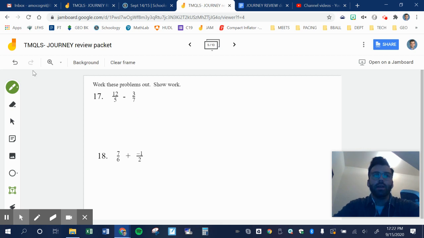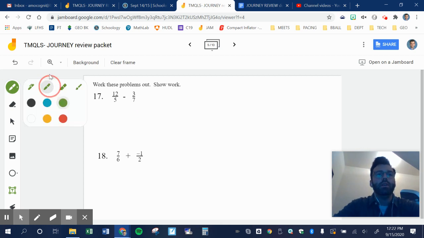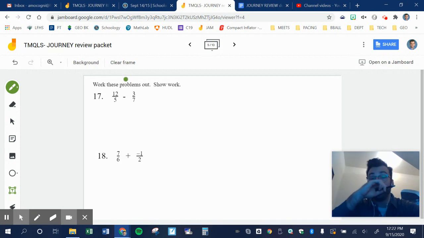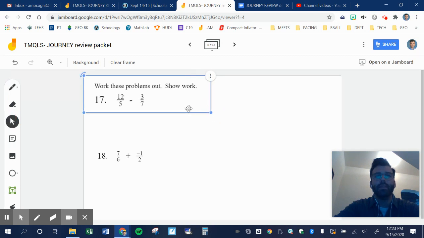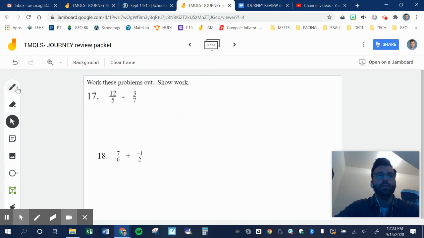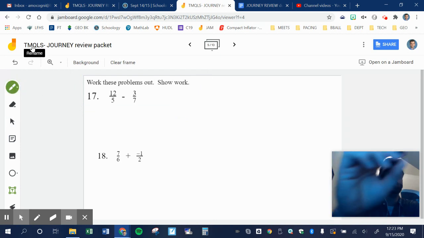All right, we're back. Okay, we're going to pick up with number 17. Number 17 asks us to subtract two fractions. Remember, in order to subtract fractions, I need a common denominator. So for this problem, I am going to choose my common denominator as 35.